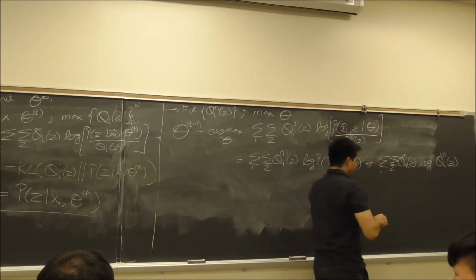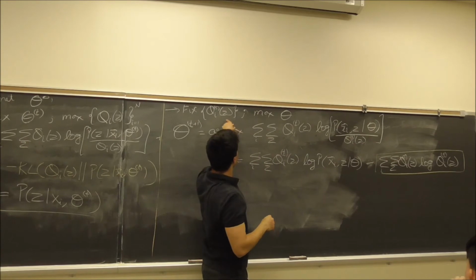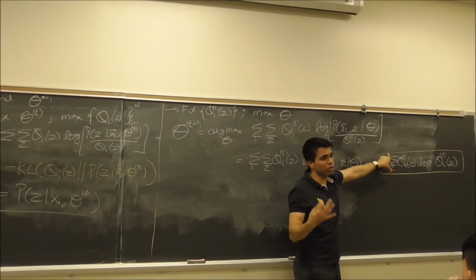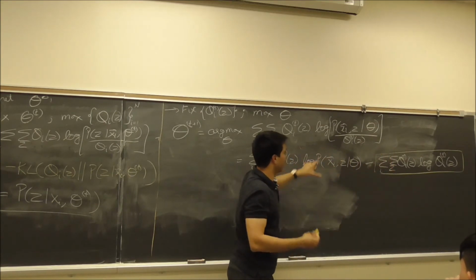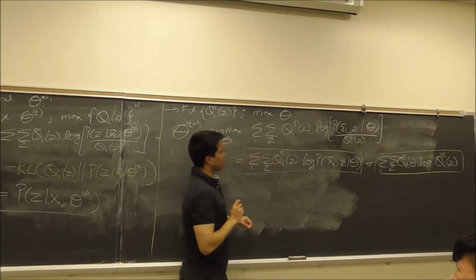And the good thing is this part is constant in this iteration, because I already know what these Q's are. This is a constant. This is just the entropy of all those Q distributions, but we don't really care because they don't contain theta. This is the part that we want to optimize. And this is the only part that we want to optimize.